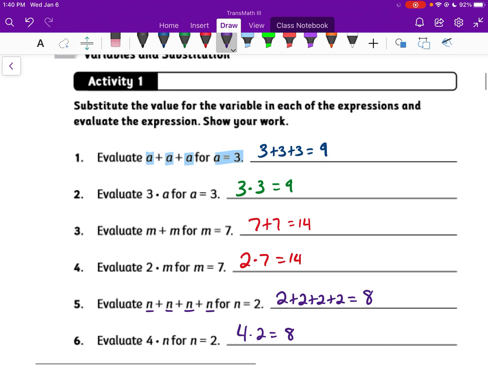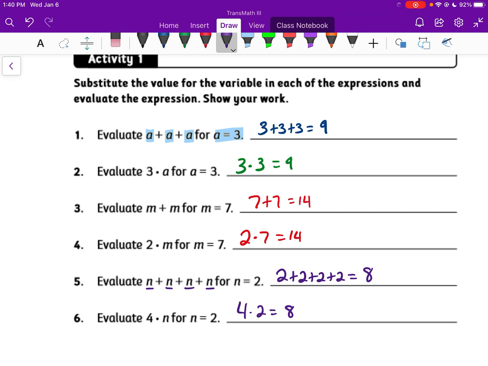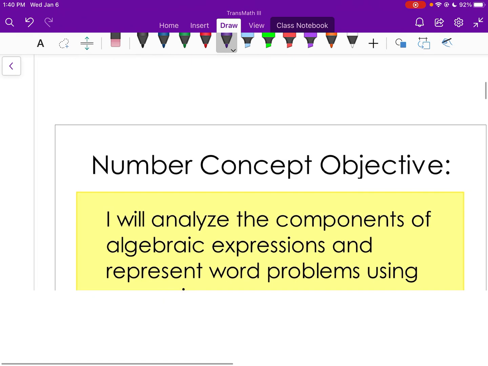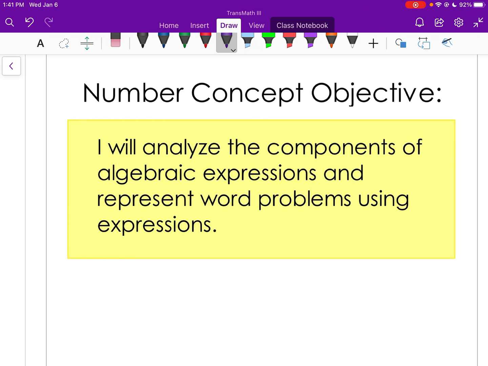So there's one thing I hope you guys noticed. On 1 and 2, 3 and 4, 5 and 6, I put those in the same color. So in number 1, it was a plus a plus a, so 3 plus 3 plus 3, which equals 9. And then in 2, it's 3 times 3. So we had 3 groups of 3, which added up to 9. And then same thing with number 3, 7 plus 7, or 2 times 7 was 14. 2 plus 2 plus 2 plus 2 is 8, or 4 times 2 is 8. So really multiplying is just repeated adding of the same number. And so, that was skills maintenance.